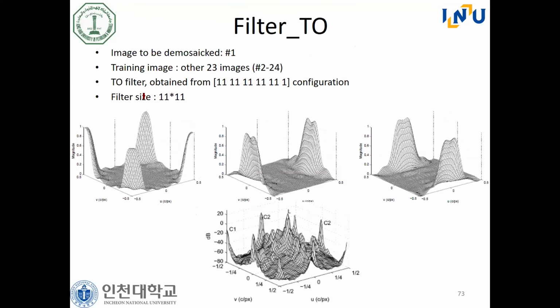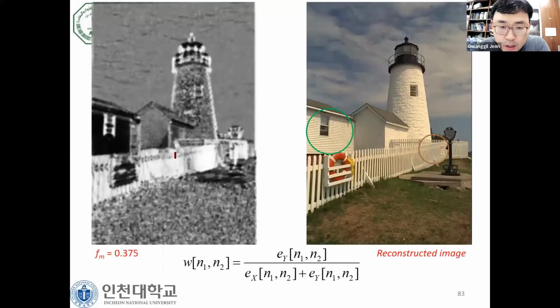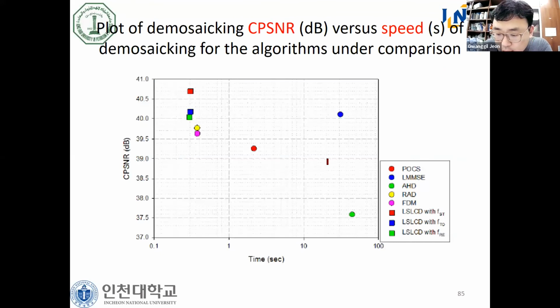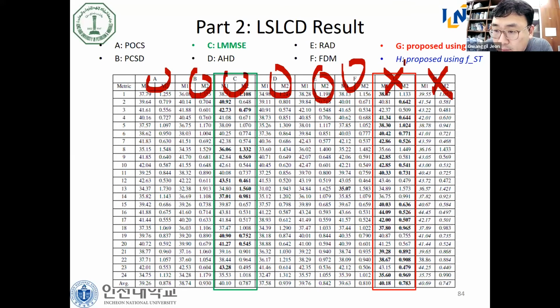Let me finally show you one more result. Here, as you can see, all the other methods are spatial domain. Only G and F are frequency domain methods.